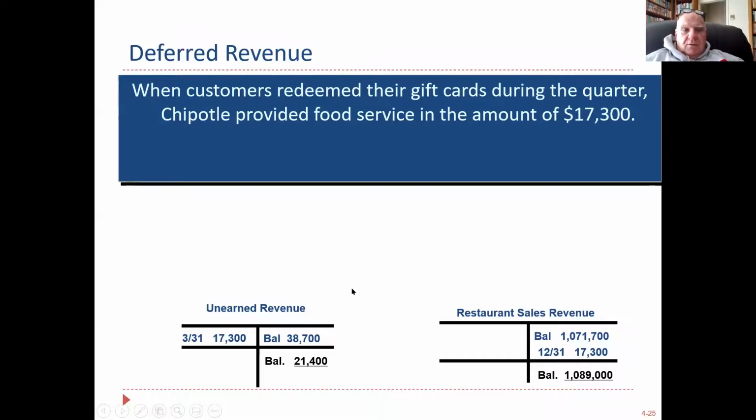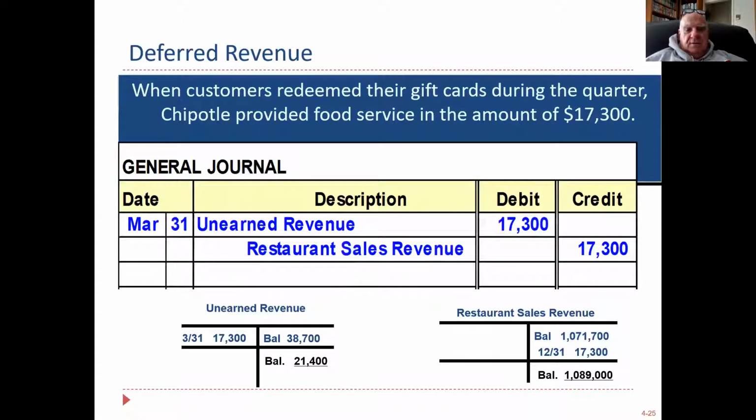Okay? Unearned revenue. You debit the cash when you get it, credit the unearned revenue. And now at the end of the month, your adjusting journal entry is to record the revenue with a credit and reduce this unearned revenue with the offsetting debits. And here we can look at the journal entry.